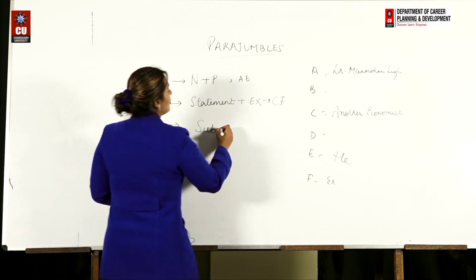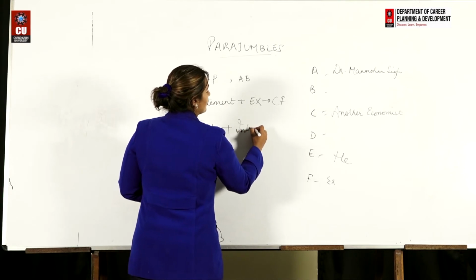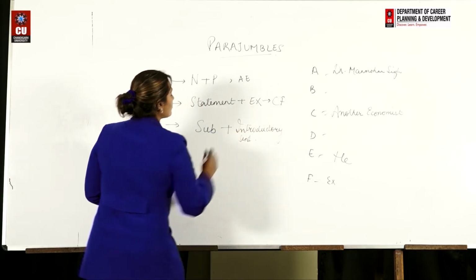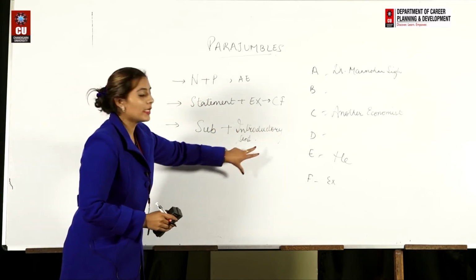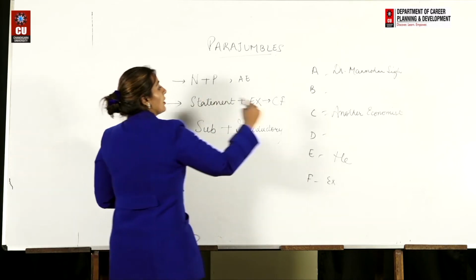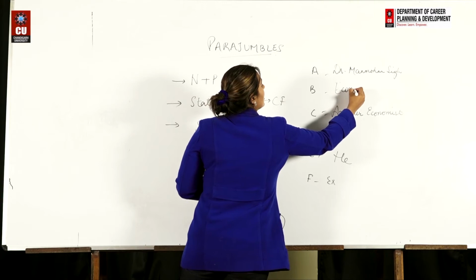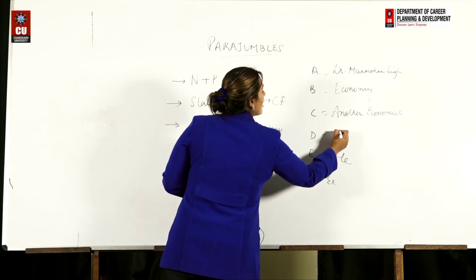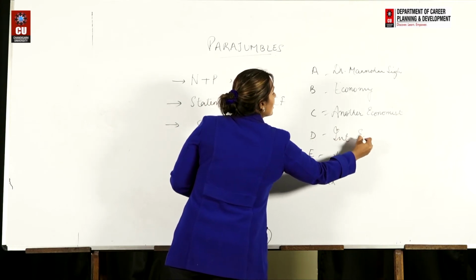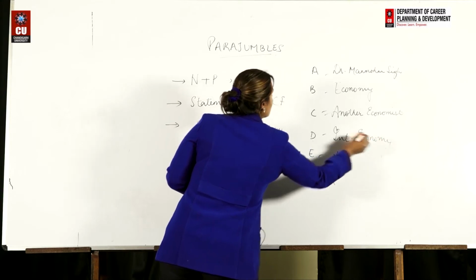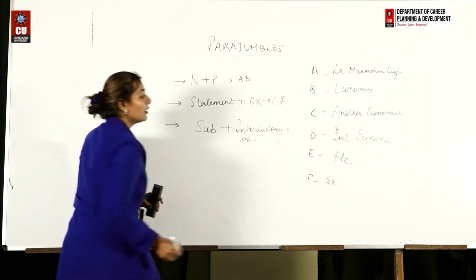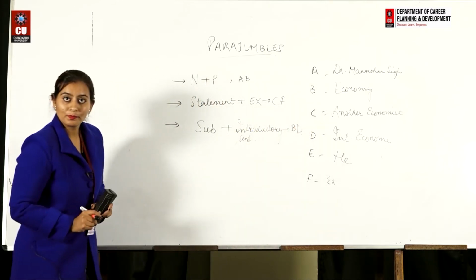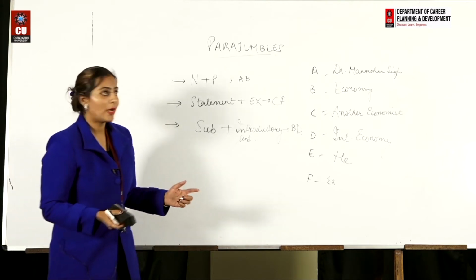Last, we will add subject plus the introductory sentence. Subject plus introductory sentence. Example, we are talking about economy, and this introduces economy. So, my pairing would be B and D.